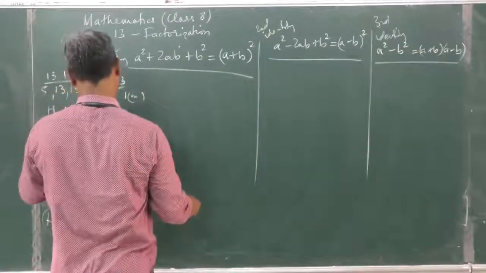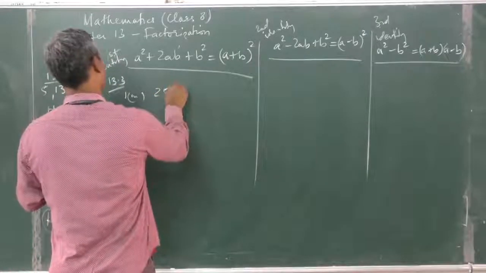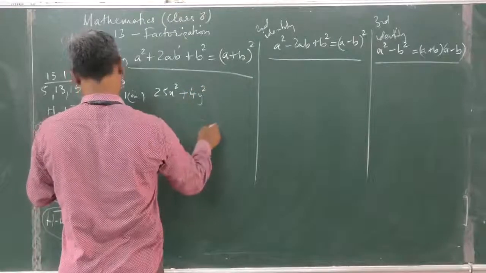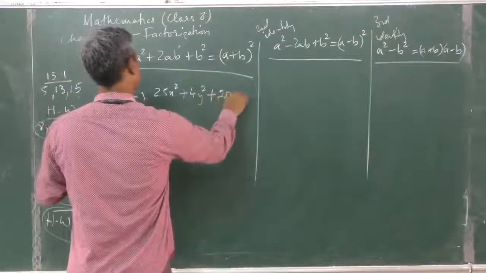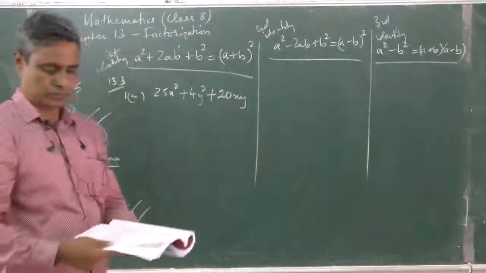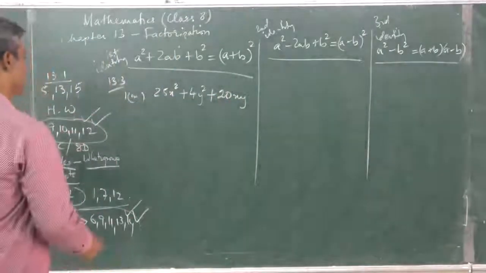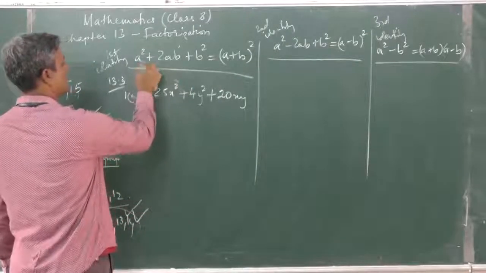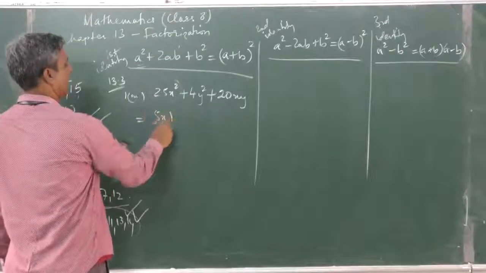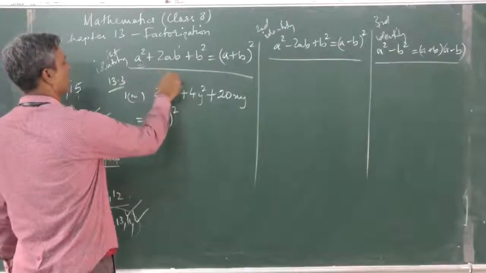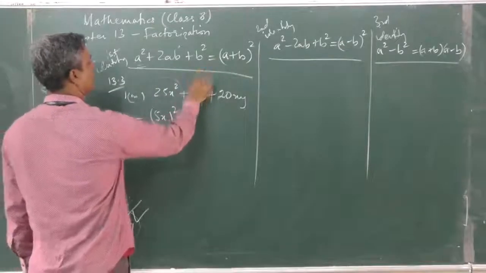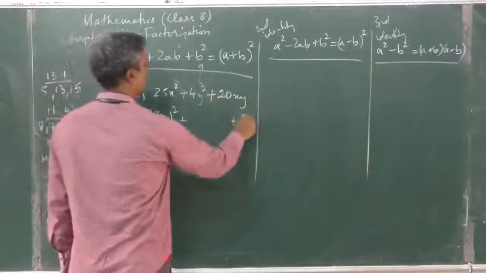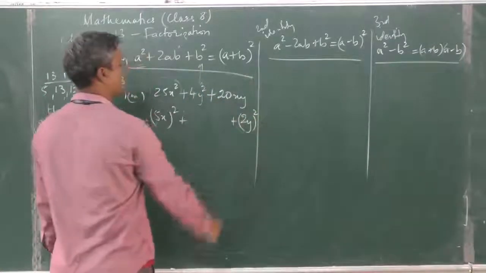What does it say? 25x square plus 4y square plus 20xy. Now if you look at this, you can write 25x square as a square, so 5x whole square. So that is done. And I can write this as b square: 4y square can be written as 2y whole square.